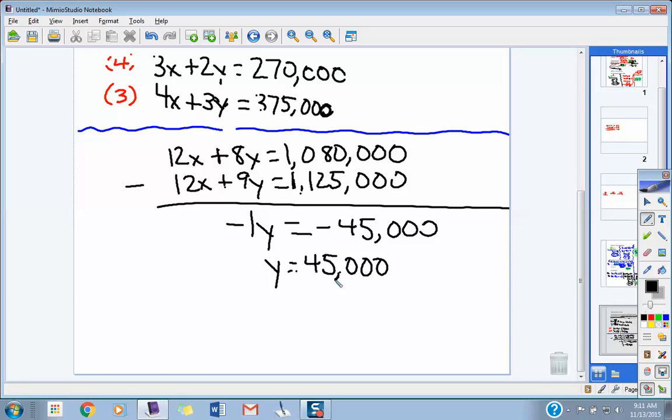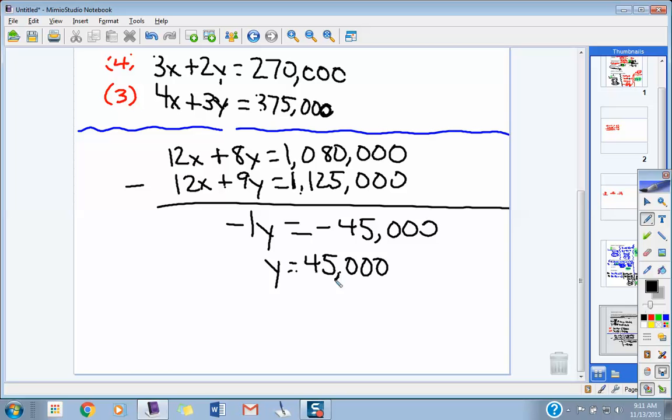What's your y representing? Cost of big or small? What do we assign? Y is the cost of a small truck, right? Oofda. If a small truck's 45,000, big truck might be worth more. Okay? Hey, check it out right up here. Isn't this my first equation original up here? What are you going to plug in for the y value right there now? 45,000. So let's do that quickly.